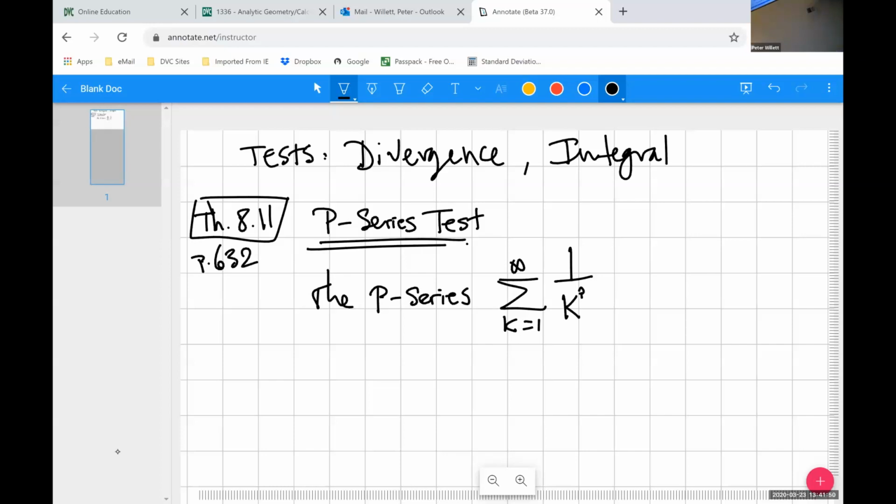And we've looked at this already in terms of even improper integrals. But the statement says that this P-series converges for p bigger than 1 and diverges for p less than or equal to 1.